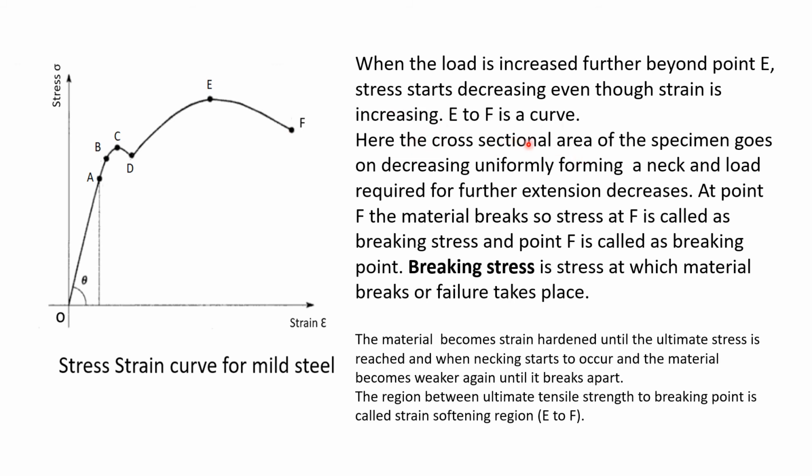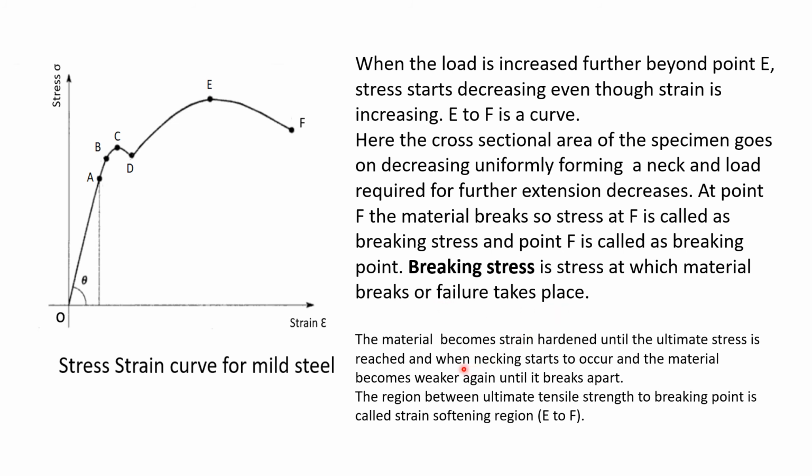Here the cross-sectional area of the specimen goes on decreasing uniformly, forming a neck, and the load required for further extension decreases. At point F, material breaks, so stress at F is called breaking stress and point F is called the breaking point. Breaking stress is the stress at which the material breaks or the failure takes place.